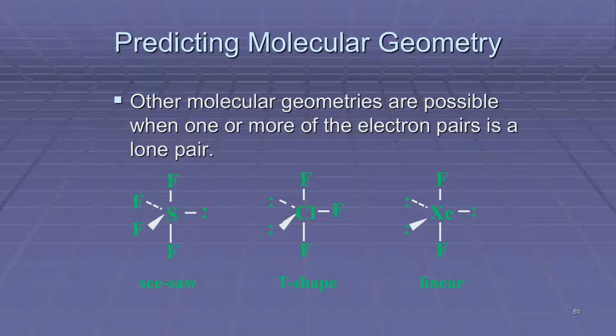ClF3 has 2 unshared pairs on the center, so it's T-shaped. And then XeF2 is linear, which you might have guessed anyway, but it's not just the 2 things attached. It's got 5 regions attached. It just happens that 3 of them are unshared pairs.